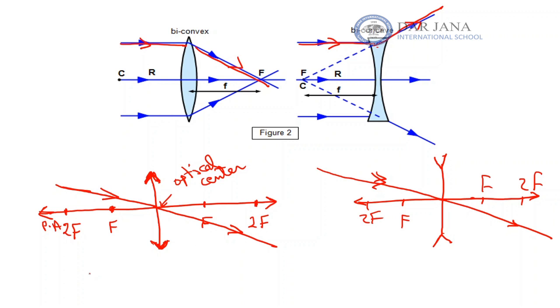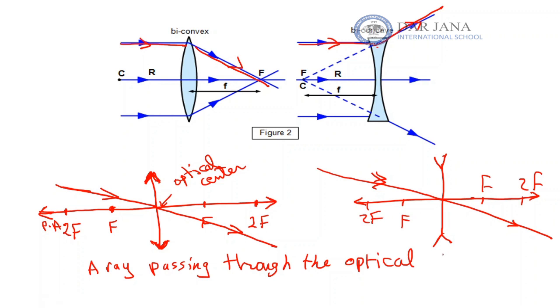So a ray passing, please take notes, through the optical center, which is the center of the lens, continues undeviated. It's not changing direction.